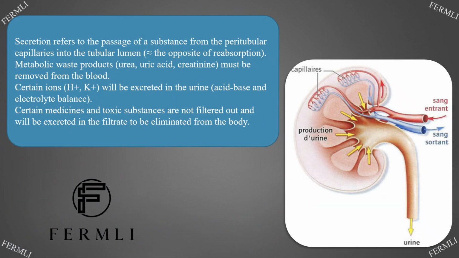Secretion refers to the passage of a substance from the peritubular capillaries into the tubular lumen, almost the opposite of reabsorption. Metabolic waste products, urea, uric acid, creatinine, must be removed from the blood. Certain ions, H+, K+, will be excreted in the urine, for acid-base and electrolyte balance. Certain medicines and toxic substances are not filtered out and will be excreted in the filtrate to be eliminated from the body.